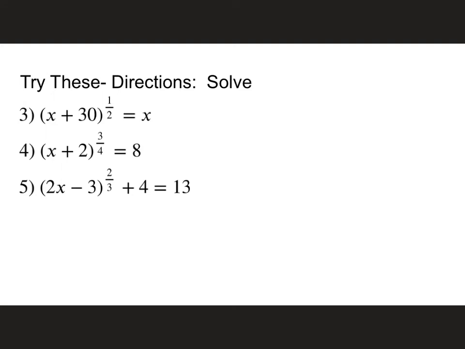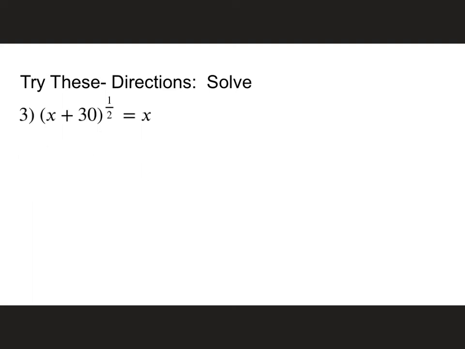I want to remind you, whenever you're taking the square root, 4th root, 6th root, 8th root of both sides, you need a plus or minus. Don't forget that. Anytime that is an even root that you're taking to both sides, you need a plus or minus. But I'd like you to pause the video right now and try to work out these 3 problems. Good luck. All right, here's number 3.